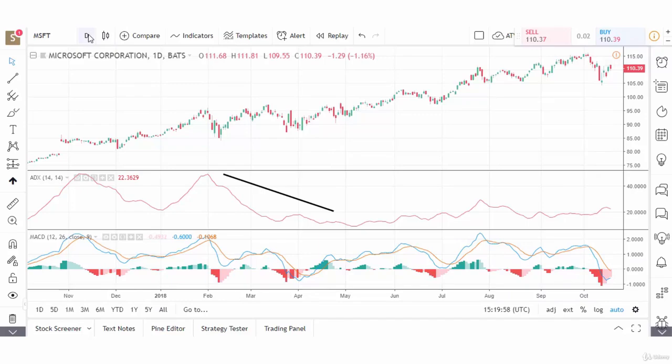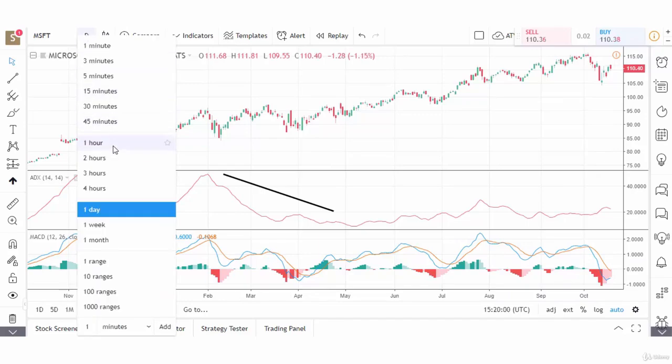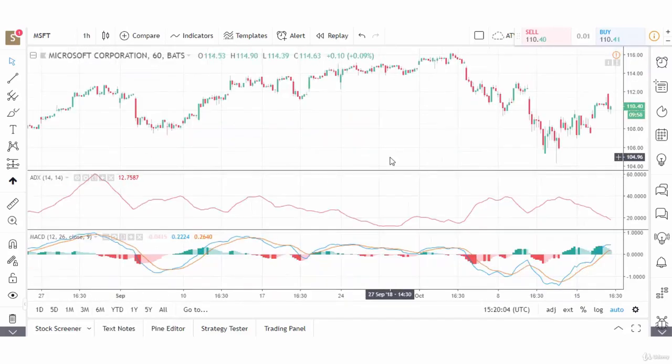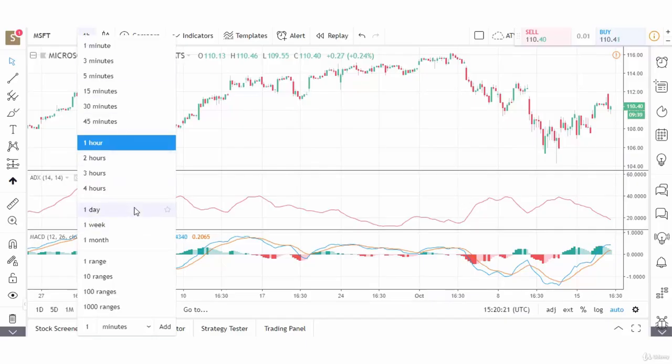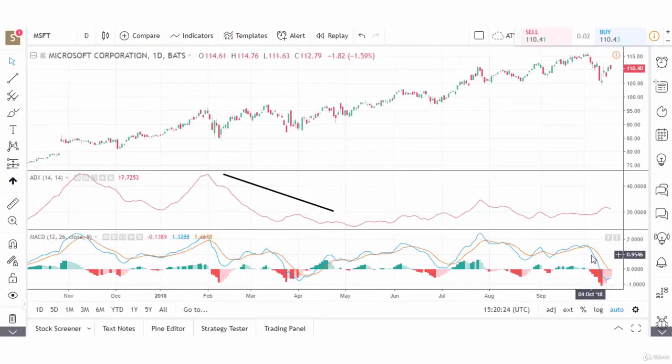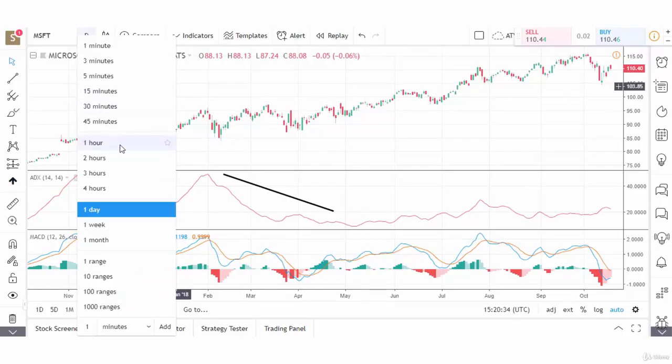Now let's zoom in and look at an hourly chart of the ADX. So using our daily chart, we know that the stock has turned bearish. We get a sell signal and the MACD has turned bearish. So now we're going to look at a possible bearish trend in Microsoft using the ADX and the MACD.